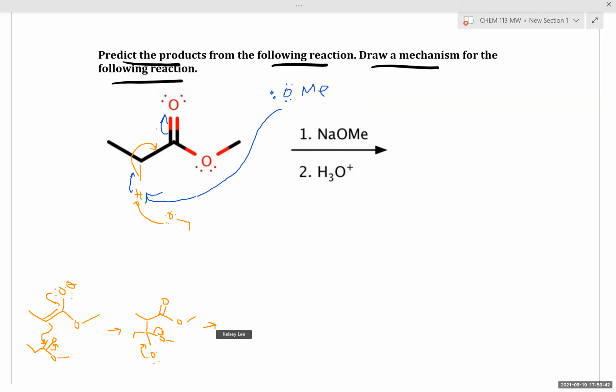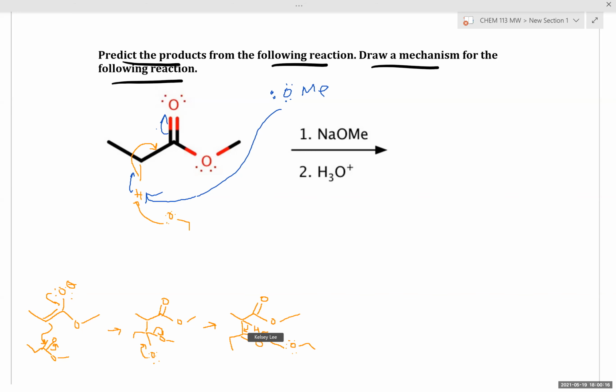From here, the tetrahedral intermediate will collapse and kick out ethoxide. From here, that generates our product, beta ketoester. However, we still have one more key step. So what drives this equilibrium to completion? Deprotonation of our alpha position.